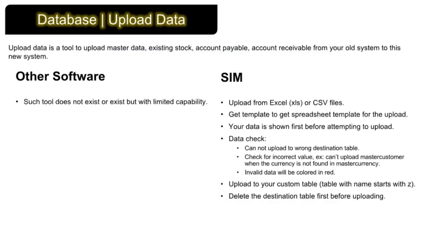Upload data is a SIM feature to allow you to upload initial data before you go live using SIM. There are a lot of things to enter such as initial stock balance, master material, master customer, supplier, account payable, receivable, and so on. Using upload data you can upload those data from Excel or CSV file. Get the template from SIM itself, fill in the template, and upload it. SIM will also check some data consistency during the upload and notify you if an error has occurred. Other software may have this kind of tool but maybe with limited capability.